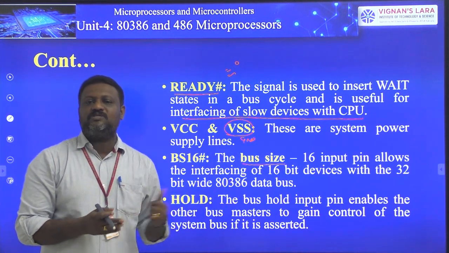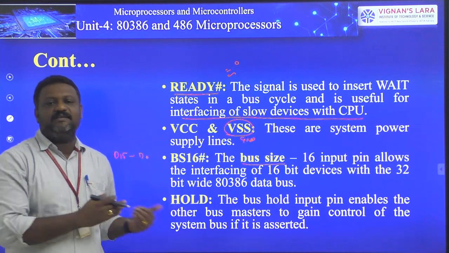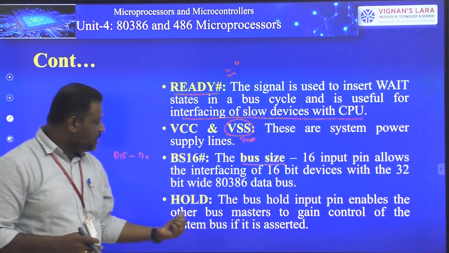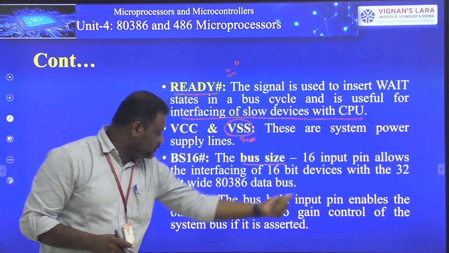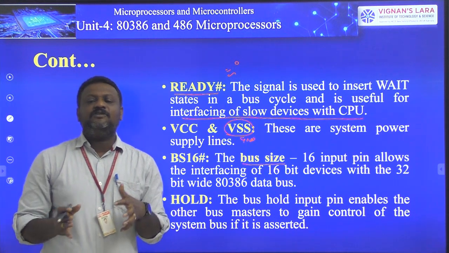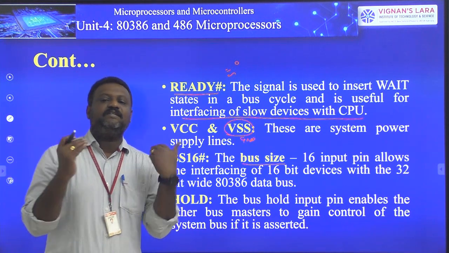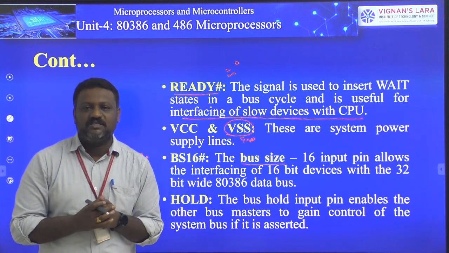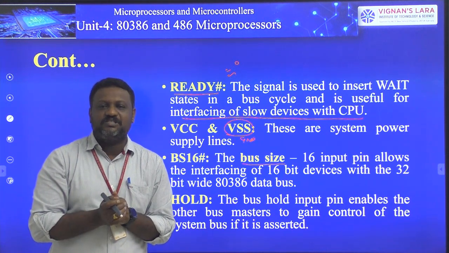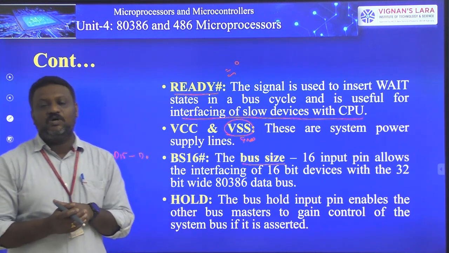If it issues a hold request, that indicates that some master wants the system bus from me, which can be identified by the CPU. That's what I mentioned here. The bus hold input pin enables other bus masters to gain control of the system bus if it is asserted. Whenever a device wants the system bus from our CPU, generally those devices are DMA controllers, they generate a request signal to the CPU to gain control over the system bus. For that purpose, they send hold request signals by using this hold signal.